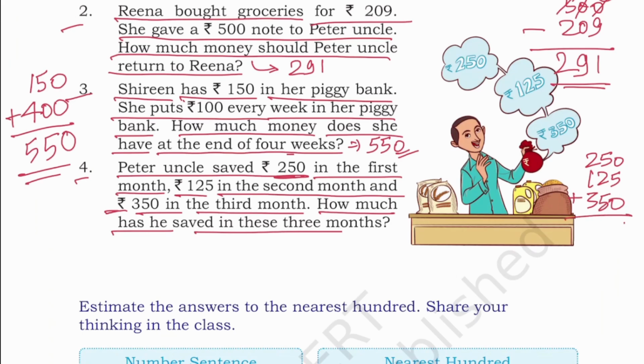That is 5 and 0 and 0. That is 5, 5, 5, 10 and 2, 12. 1 is given to the 100 place. 2 and 1, 3 and 1, 4, 4 and 3, 7. The answer is 725. If you add 350 to 250, you will get 600, and then 125 is added, you will get 725.